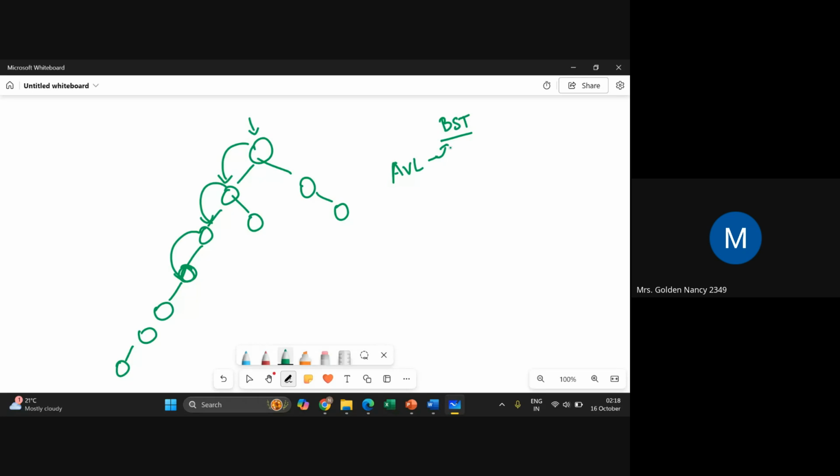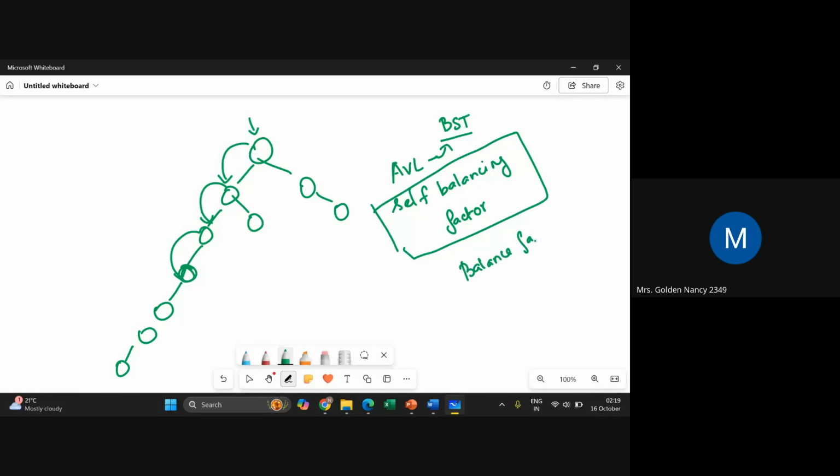An AVL tree is also a binary search tree, where it has a self-balancing factor. Here you will be talking about the term self-balance factor. The balance factor is 0, -1, and +1, or I can also say -1, 0, and 1 is the balance factor. Each and every time a new node is inserted, you will be checking the balance factor.